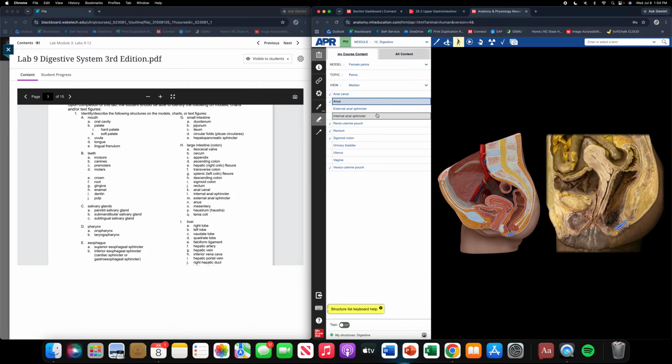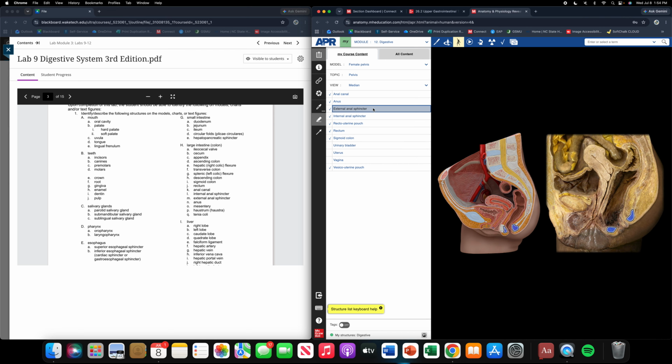There are also the internal and external anal sphincters. The external anal sphincter is further out. The internal anal sphincter, you can see, is a little bit closer to the actual anal canal. What's helpful to remember is that the internal anal sphincter is involuntary. It's smooth muscle. The external anal sphincter is voluntary. This is skeletal muscle that we voluntarily control.